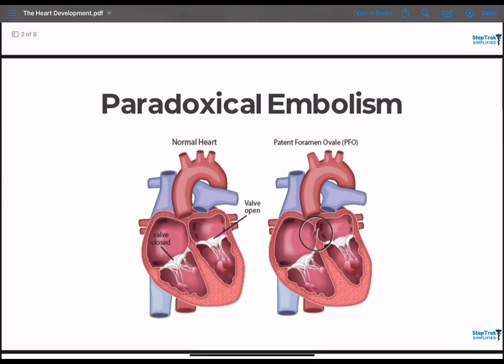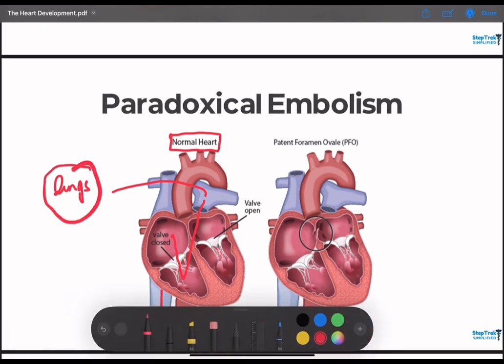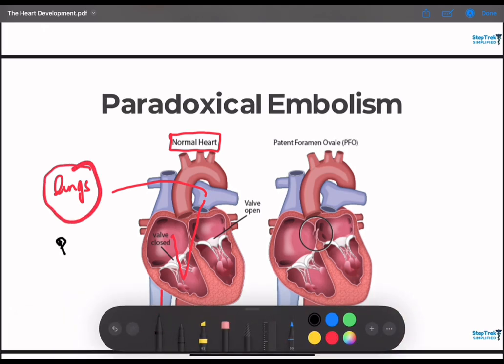So, how does a paradoxical embolism occur? In the normal state or normal condition, when a venous thromboembolism enters our heart via the vena cava, it first reaches the right atrium. This is a normal heart. From the right atrium, it moves to the right ventricle. From the right ventricle, it moves to the pulmonary artery, and from the pulmonary artery, it moves to the lungs, where it causes pulmonary embolism. This is a normal state or normal heart.